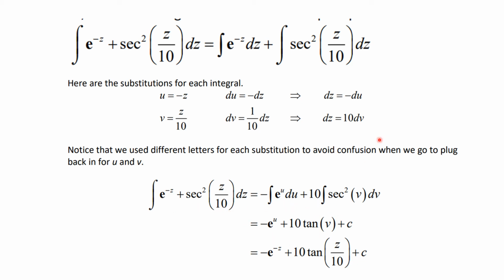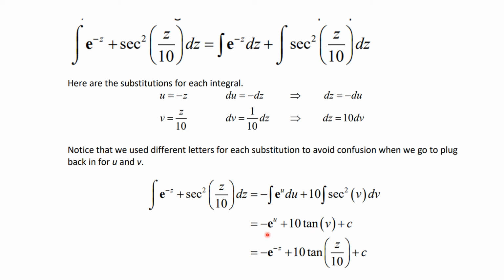So the first integral, notice I have a minus sign here, so when I change variables, magic indeed does happen, and I get the minus sign I pull through, and I'm left with e to the u du, which I know how to integrate. And here I pull the 10 through the integral, and I'm left with secant squared of v dv. I know how to do that. So that is tangent of v.